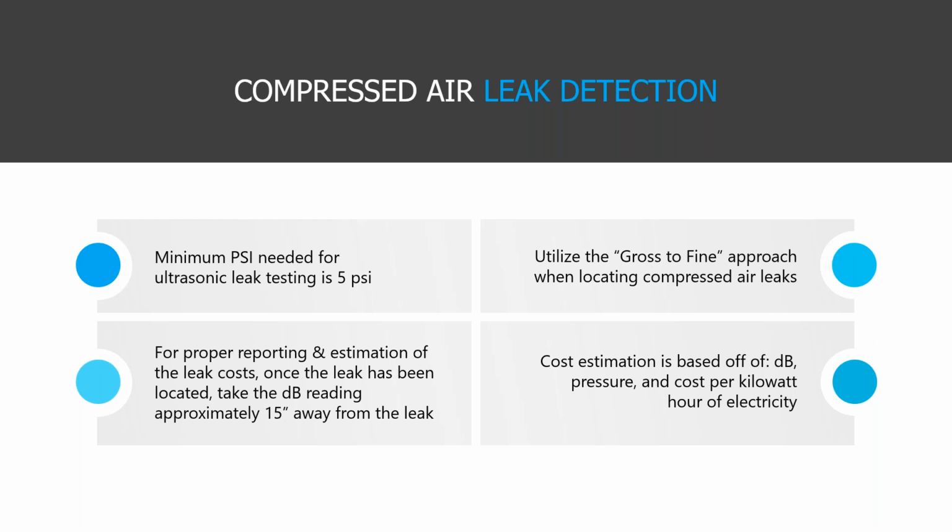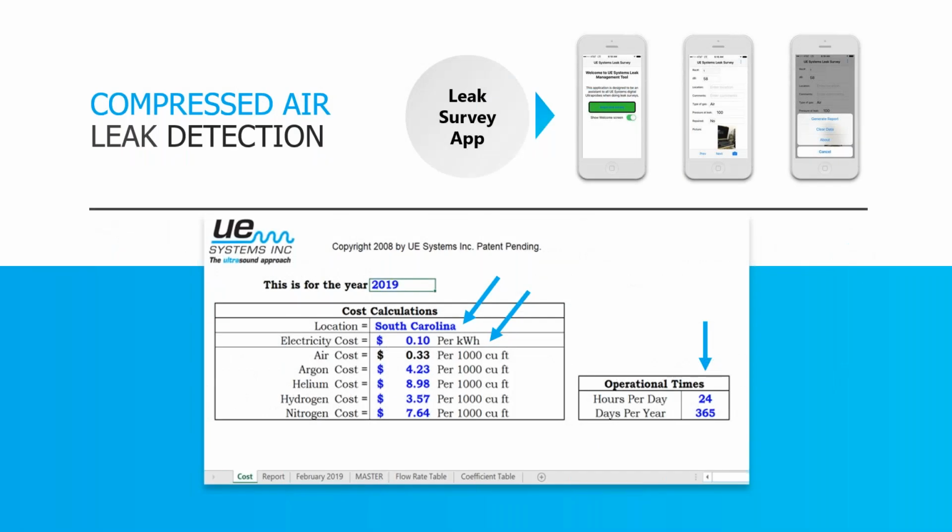So again, the formula for how we quantify these leaks is based off of the decibel level, the pressure, and then our cost per kilowatt hour of electricity, so how much it's costing me to generate 1,000 cubic feet of compressed air.